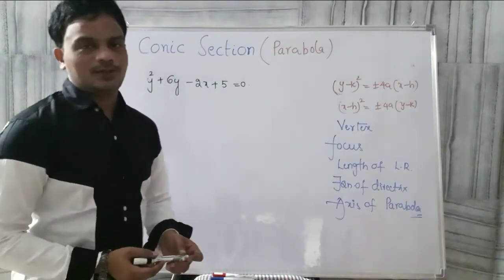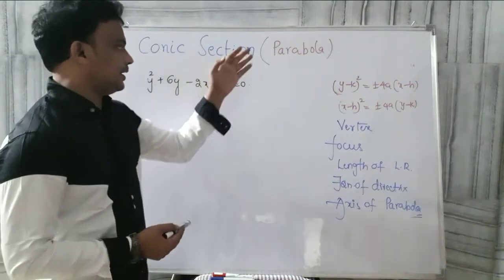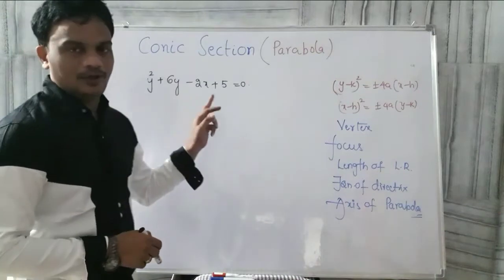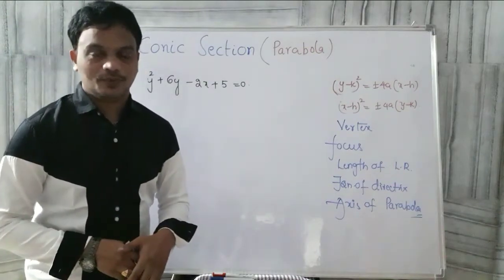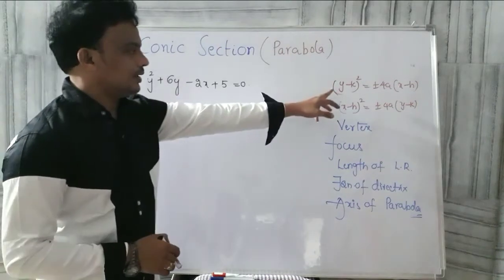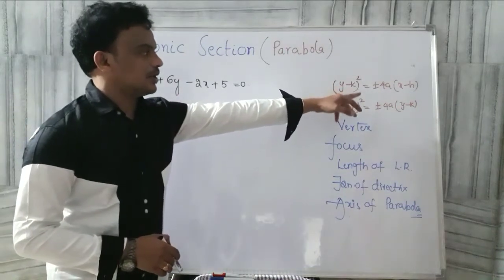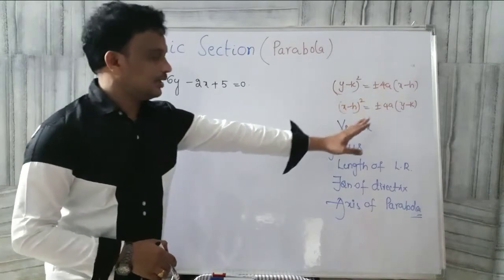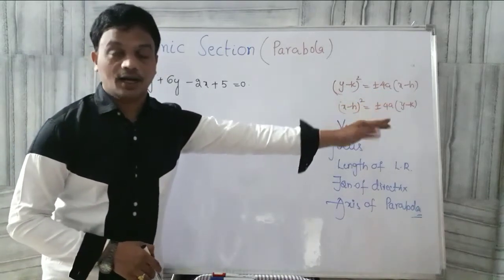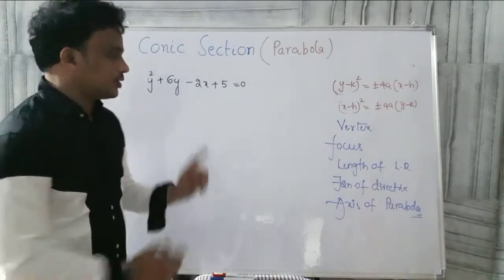So today I came to explain about the conic section, particularly the parabola. Whenever the parabola equation is given which is not in standard form, it may be (y - k)^2 = ±4a(x - h), or it may be (x - h)^2 = ±4a(y - k). Already we know this from the previous video where I explained this one.